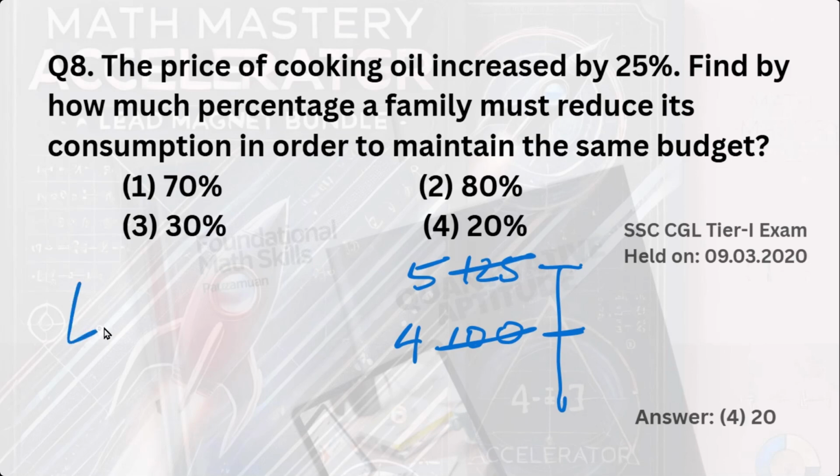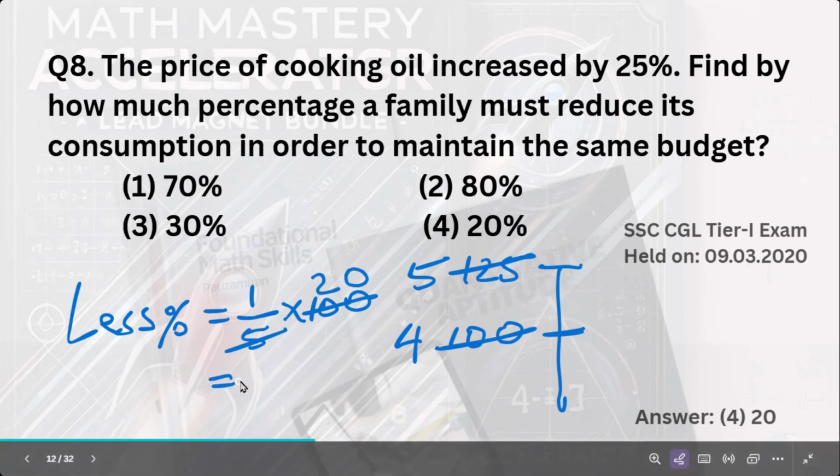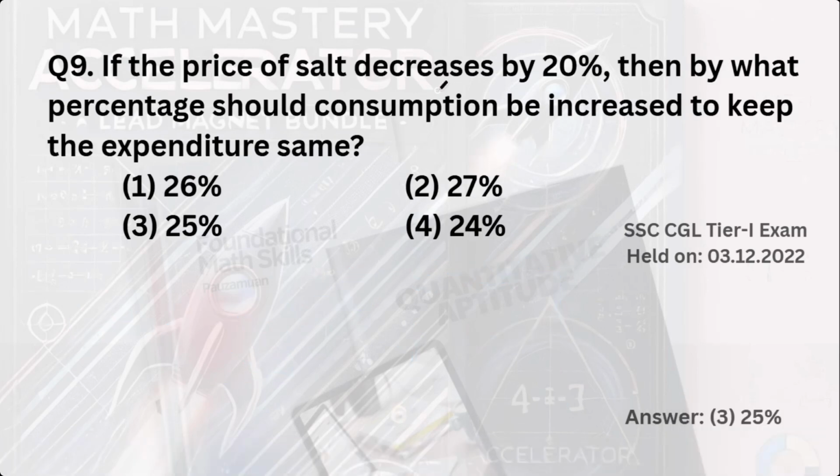Less percent is 5 minus 4, 1, divided by the bigger number, into 100. 5 twos are 10, we have 0, 20% less. 20% decrease means 25% more. Therefore, calculate a similar question.